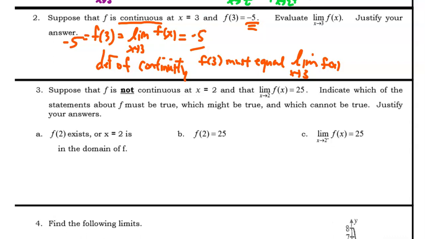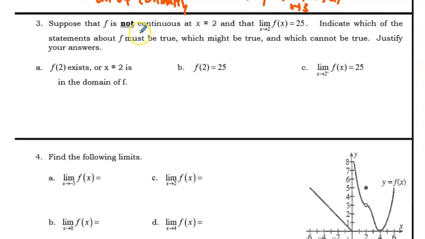So let's look at this next example. Suppose that f is not continuous at x equals 2. So the first thing I can say on my paper is that f of 2 does not equal the limit as x approaches 2 of f of x. Because again, if it were continuous, this statement would be true. So I can immediately say that. Well, I now know that this overall limit here, this right-hand side, is actually equal to 25. So indicate which of the following statements of f must be true, which might be true, and which cannot be true, and justify your answer.